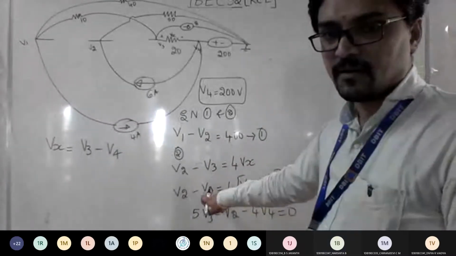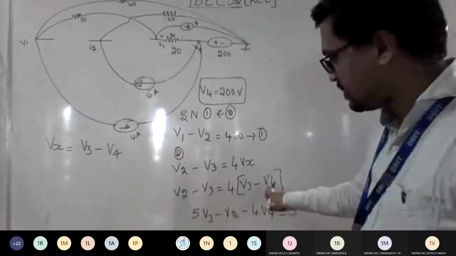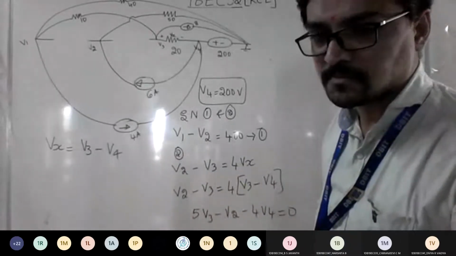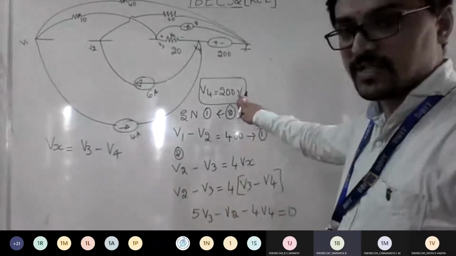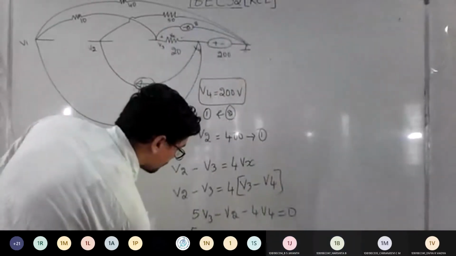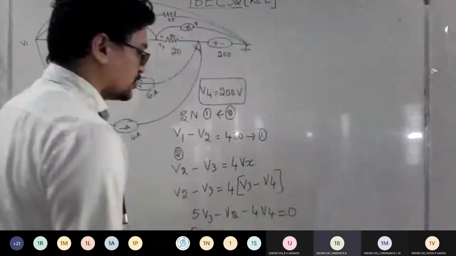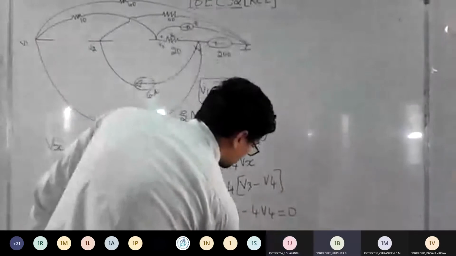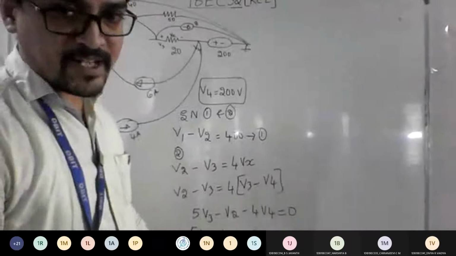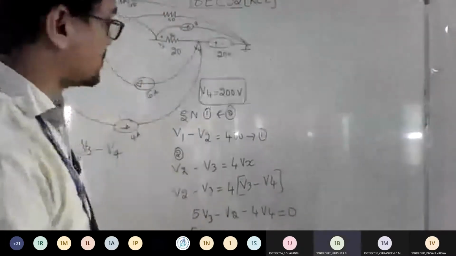I have just taken these terms towards the RHS. So plus 4V3 and this plus V3 becomes 5V3, and this becomes minus V2 and minus 4V4 as it is. But we already proved V4 equals 200. So just substitute 200 here also. Then tell me the equation. So 5V3 minus V2 is equal to 4 into 200, it becomes 800, right? Yes, sir. So this is your equation number 2. You can rearrange as minus V2 plus 5V3 equals 800. So we got 2 equations.